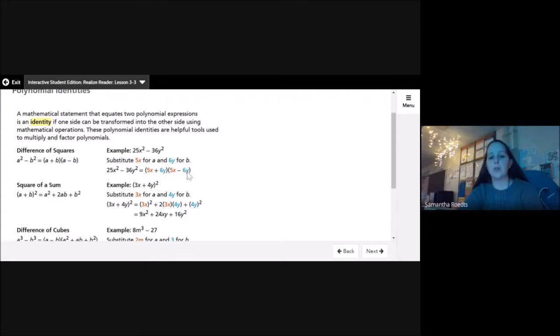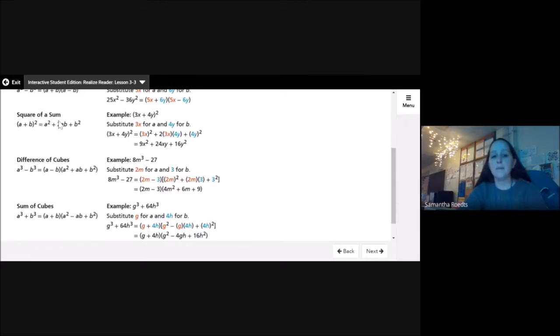Now, if I were to go through and FOIL this, I would actually come out with 25x squared minus 36y squared. This one's really helpful to know just because it's very quick and easy to factor something that's a difference of squares.